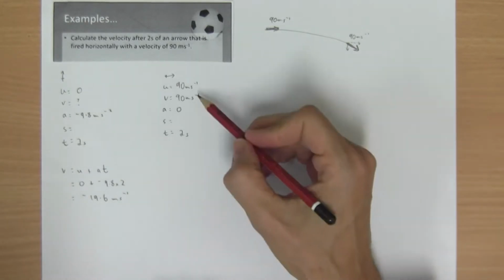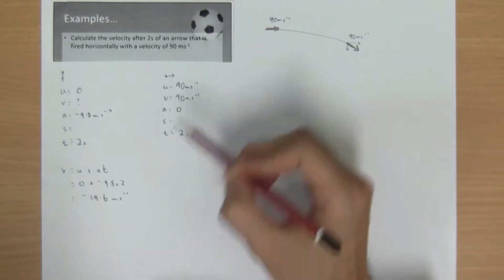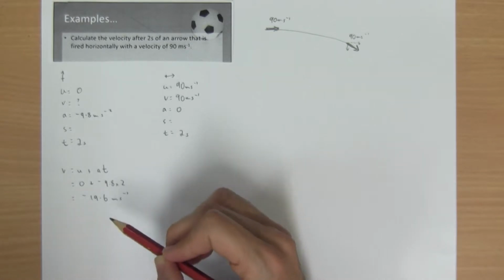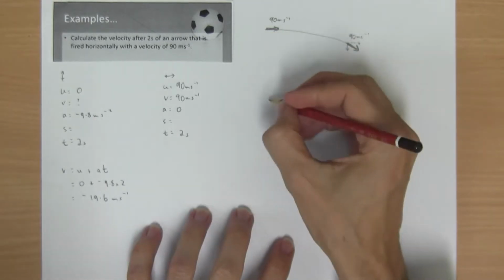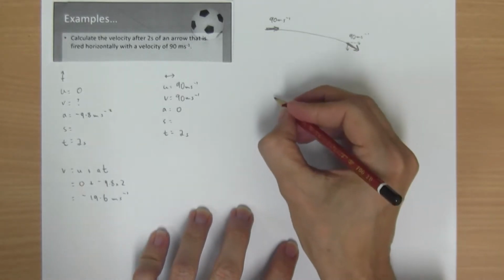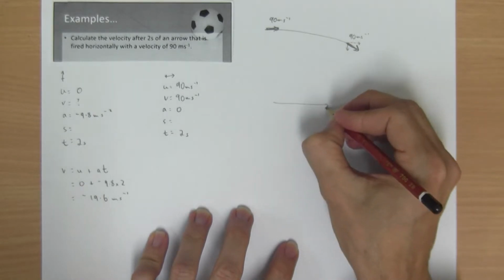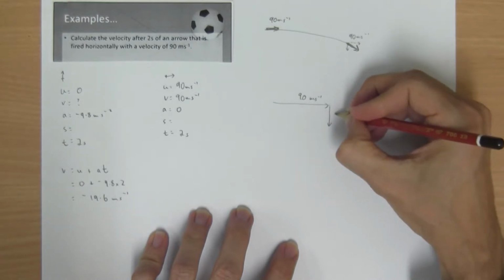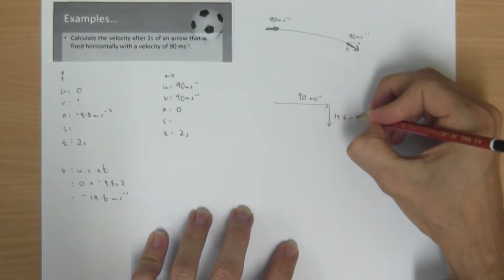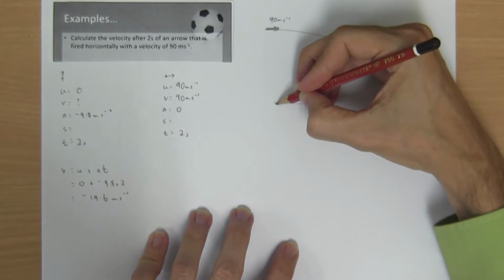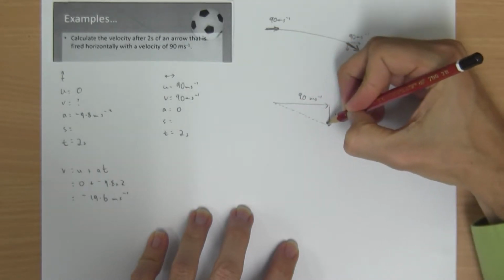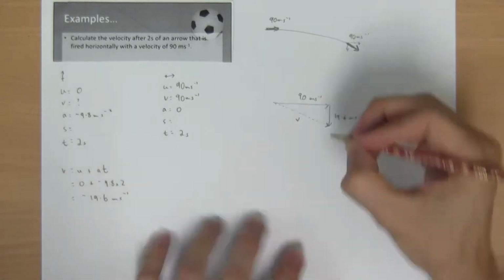So horizontally, my final velocity is 90 across. Vertically, it's 19.6 down. To work out my actual final velocity, I need to put those together as a vector. Across 90 and vertically down 19.6. And I'm looking for this vector here. That's my final velocity.